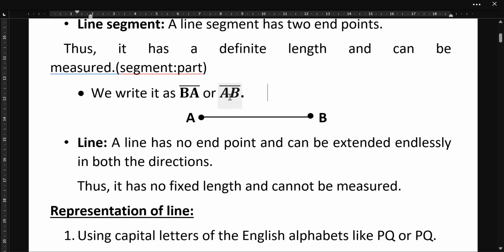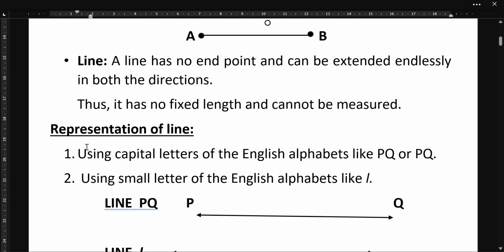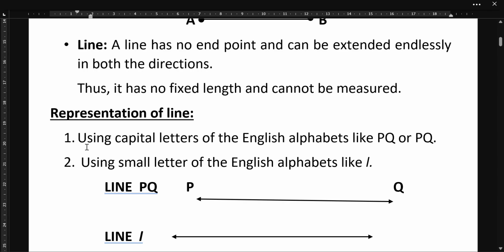Okay, so after line segment, now let's move to the line. As a line segment has two endpoints, a line doesn't have any endpoint. It can be extended endlessly in both directions, which means it doesn't have a fixed length and it cannot be measured, and that is known as a line. Now how can we represent a line? You can see here the representation of a line has arrows in both directions, which means we can extend the line in any direction.